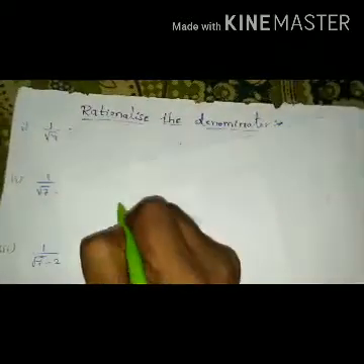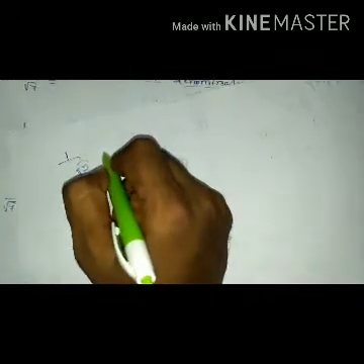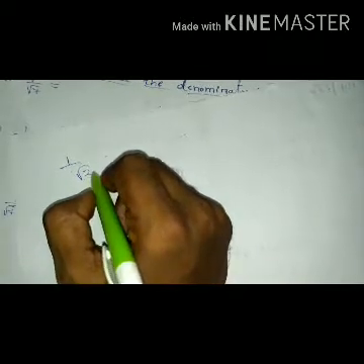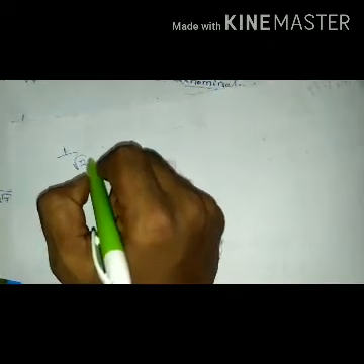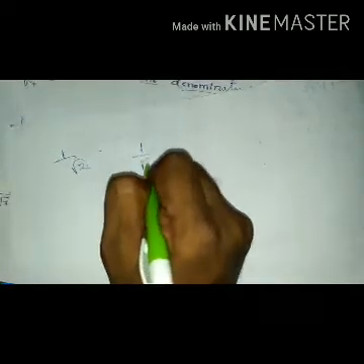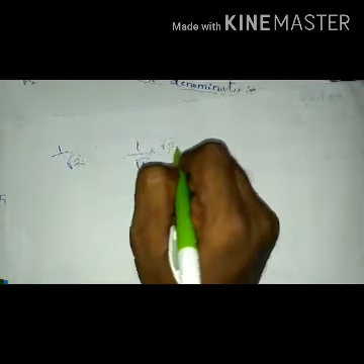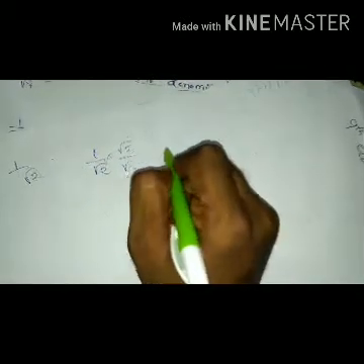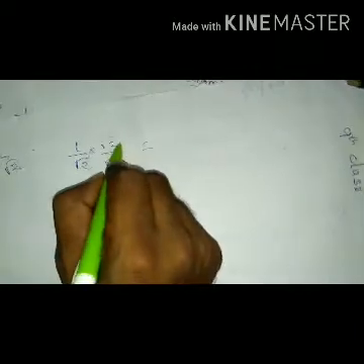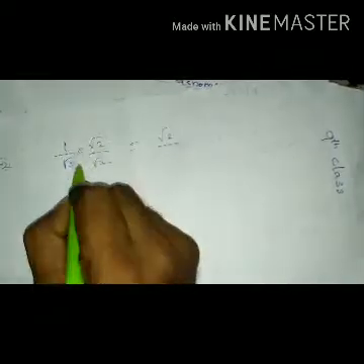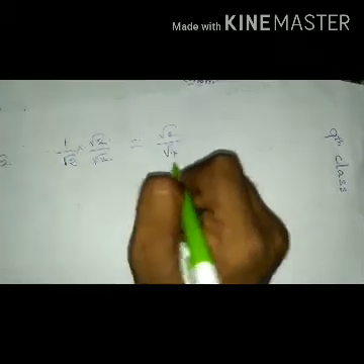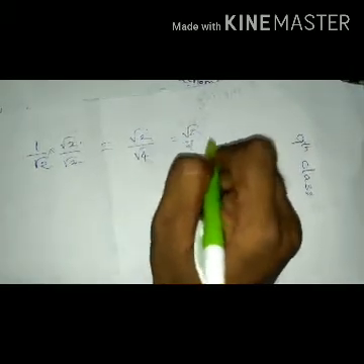The next concept is rationalize the denominator. Here rationalize means, I take an example, that is 1 by root 2. Here in 1 by root 2, the denominator is an irrational number. So we make this irrational number root 2 into a rational number. Simply multiply both numerator and denominator with the denominator. So root 2 into 1 is root 2. Root 2 into root 2 is root 4. So the value of root 4 is 2.